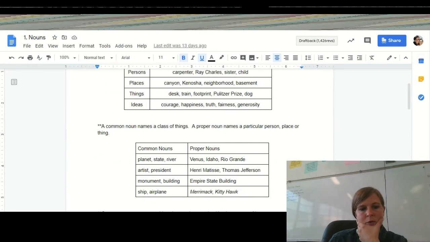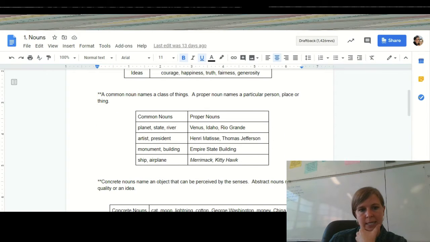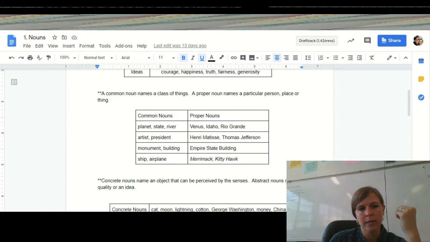So if you scroll down, the first type of noun we're going to focus on is a common noun. Now, a common noun names a class of things. In other words, it's just something general. It's nothing specific. So you've got your chart here of common nouns. You have planet, river, state, artist, president. Some people would think president is actually a proper noun, but when you are referring to just the simple title, it is a common noun because there are multiple presidents or have been. You have monument, building, ship, airplane.